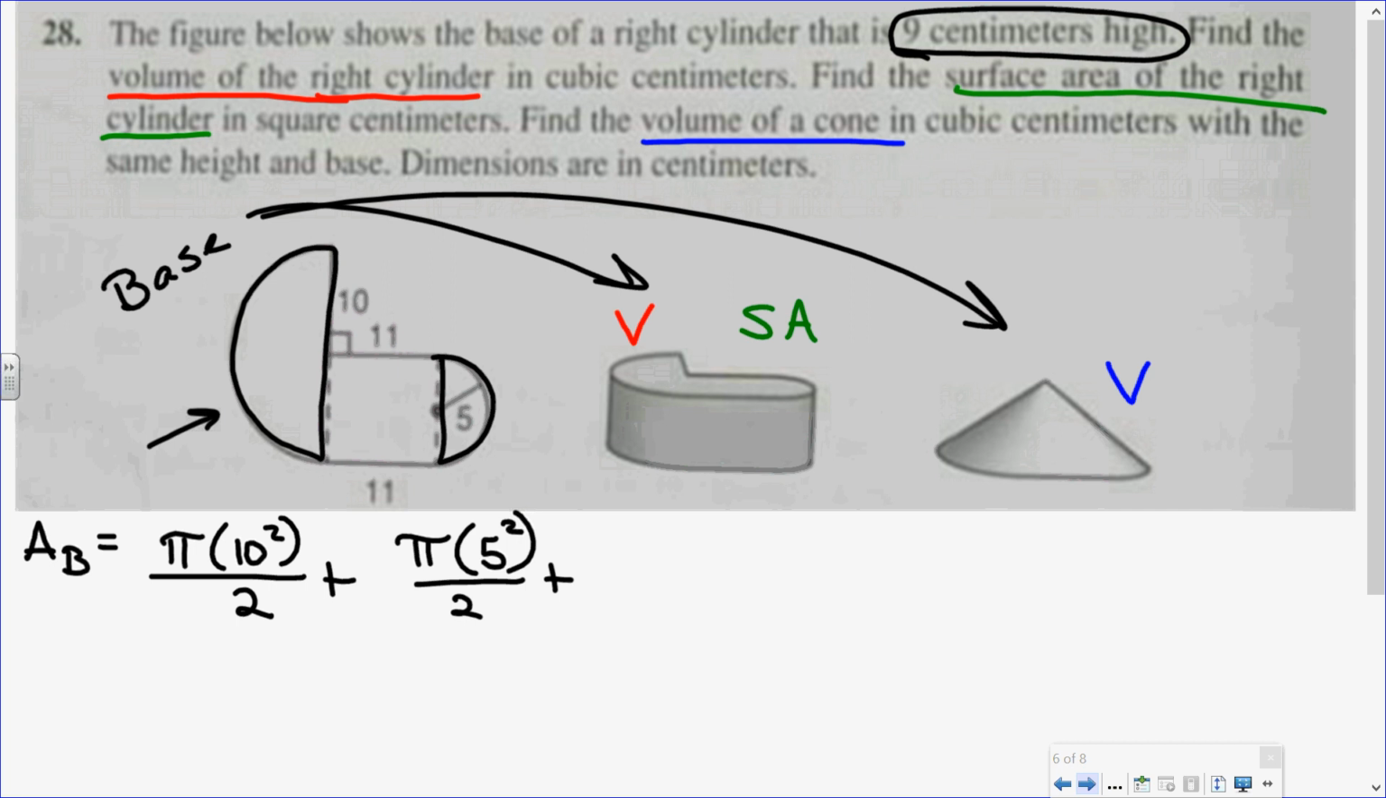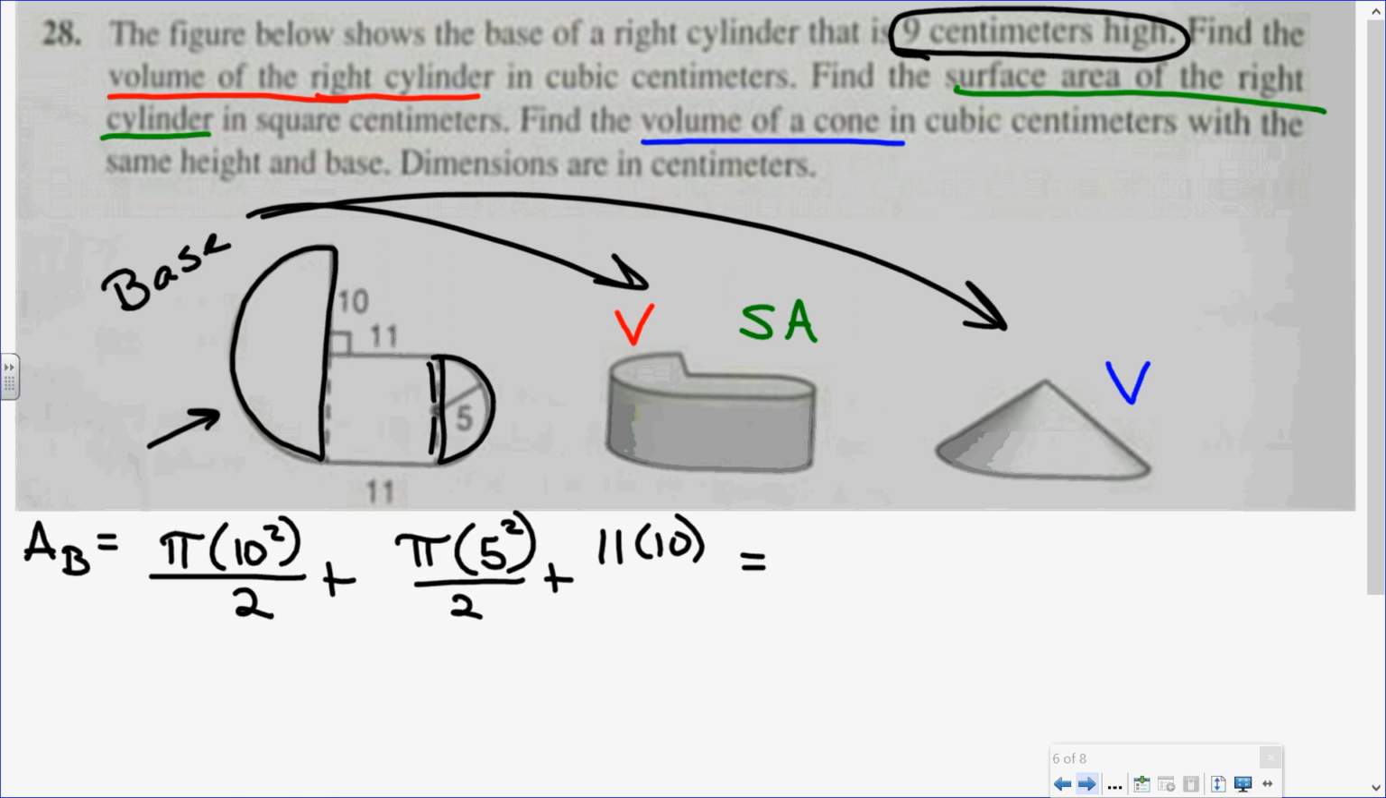And what about the middle part? It is a rectangle in there. We have to look at that. This is a 5 plus a 5, so this side is 10. So 11 times 10. And then let's simplify that.